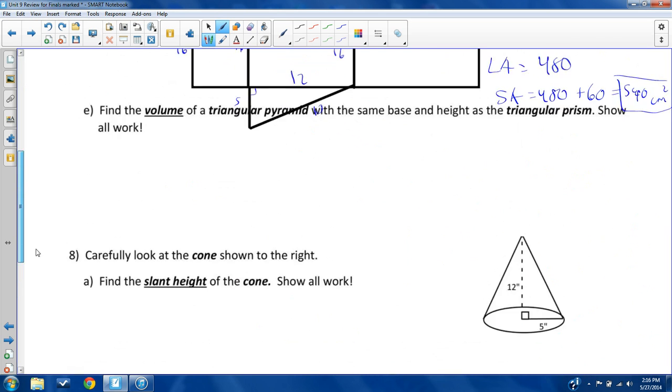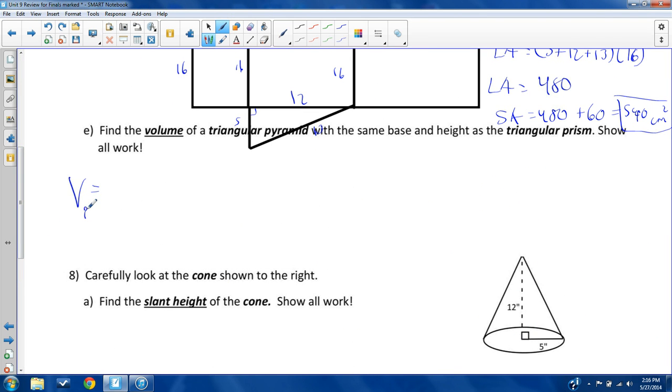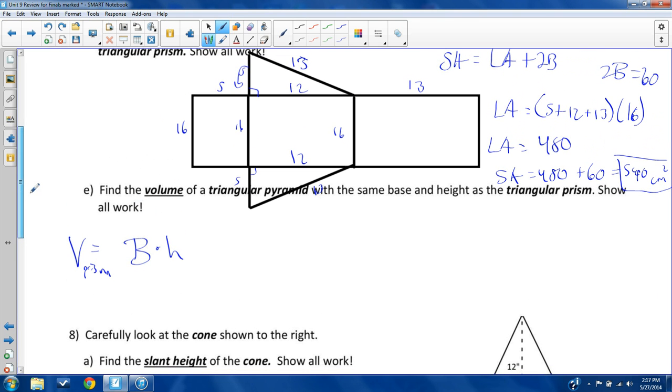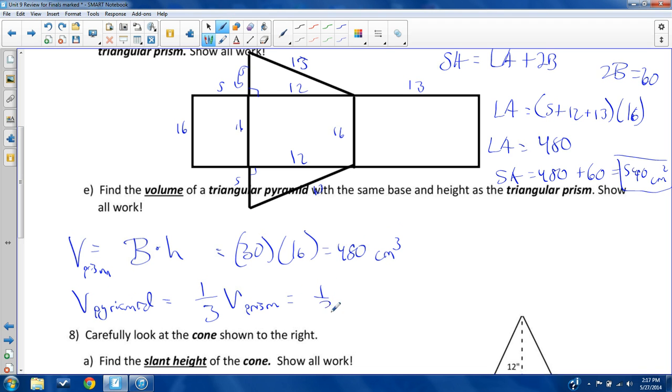So the volume of the prism, first, is area of base times height. Area of base is 30, and height is 16. Wow, I was looking at that, your perimeter and your area are the same number. So that's area of base times height, which is 480 cubic centimeters. The volume of the triangular pyramid with the same base and height would be 1/3 the volume of the prism. So that's 1/3 of 480, which is 160 cubic centimeters.